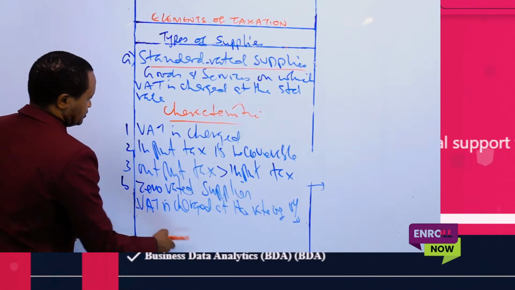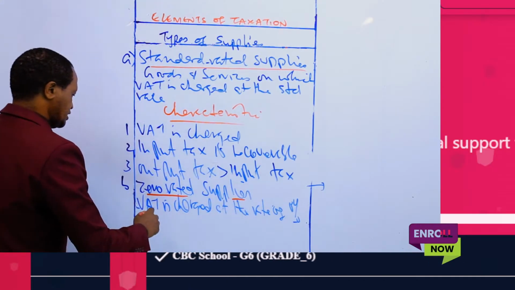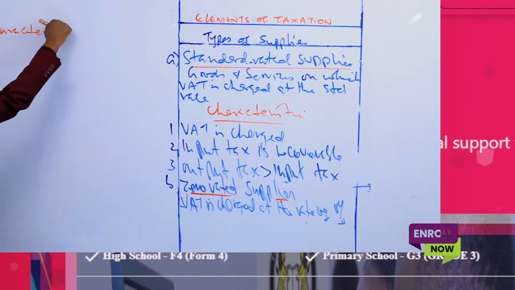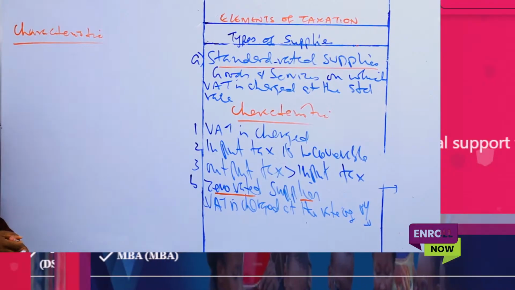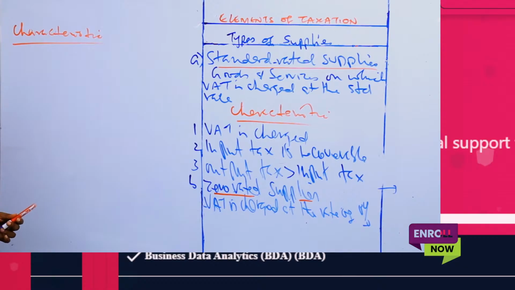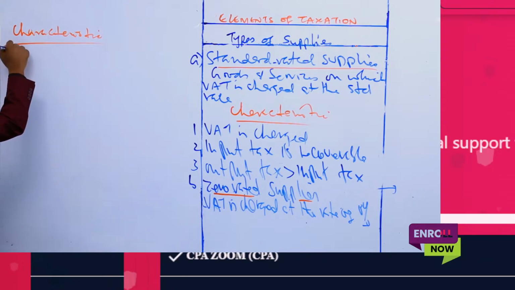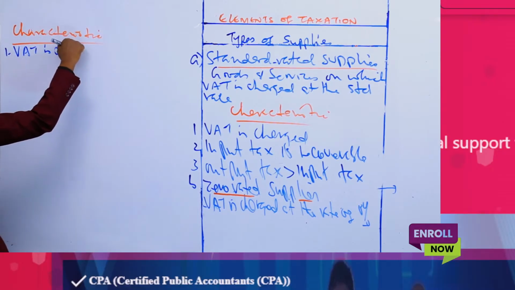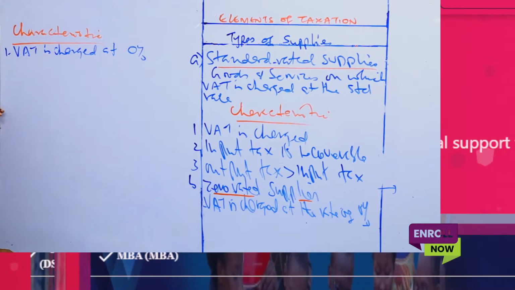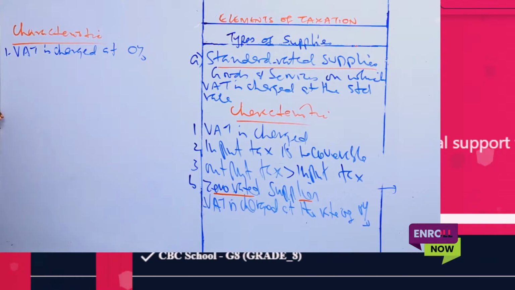Characteristics of zero rated supplies. Let me move to page 2. Now, the first characteristic is that VAT is charged at 0%. The supplier does not collect any VAT from the customer on these supplies.